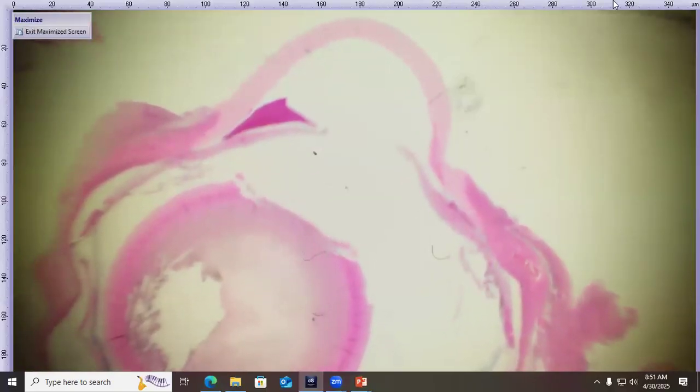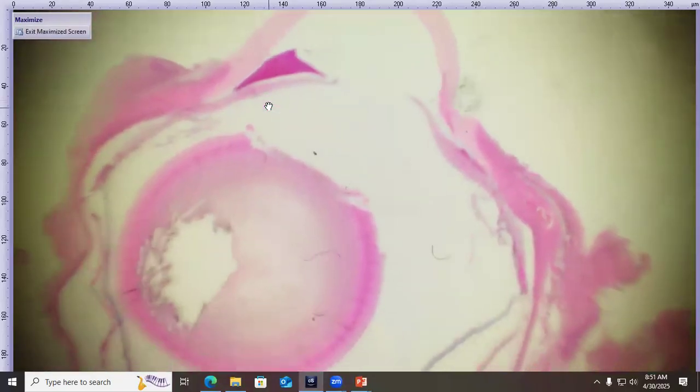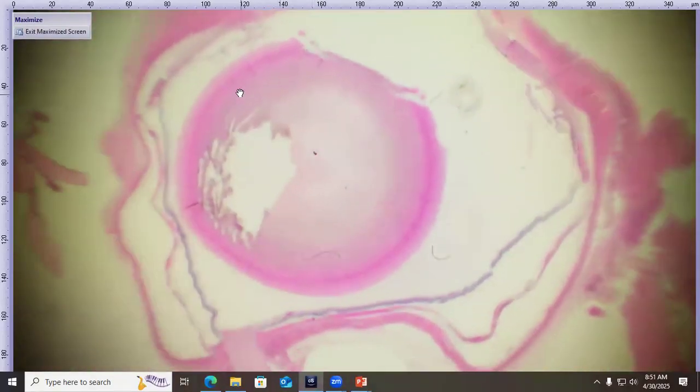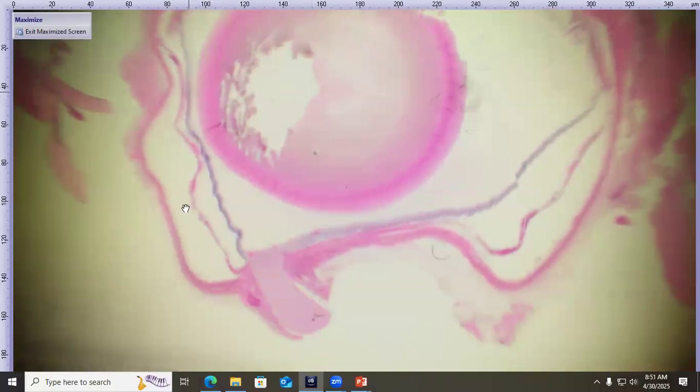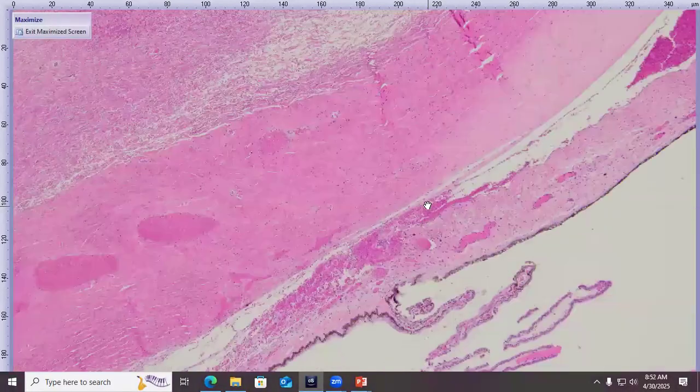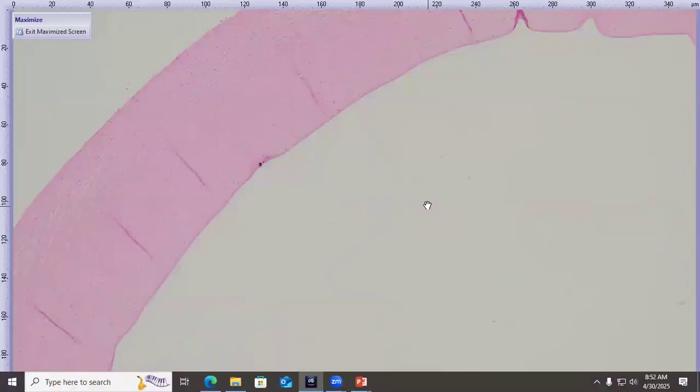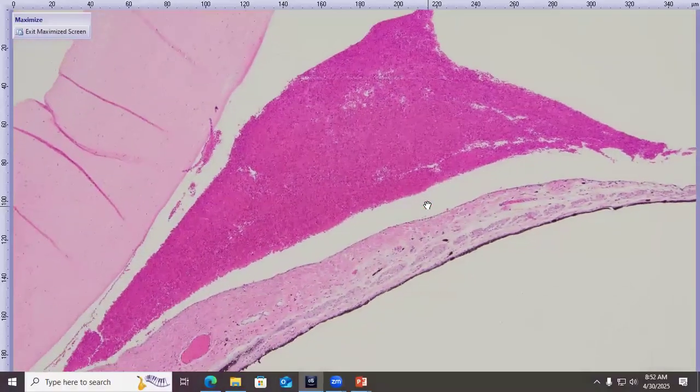So grossly could not identify any true site of penetration into the globe. There is a little bit of intraocular hemorrhage. And most of the rest of the structures are fairly unremarkable. There's some congestion to the blood vessels in the uveal tract. And then we got a little bit of extraocular tissue, and we'll take a closer look at that. So again, this was mostly for the dramatic gross photo. Not much going on in the eye.